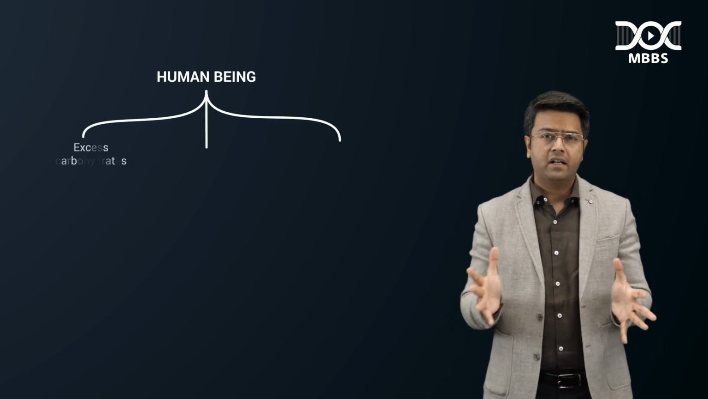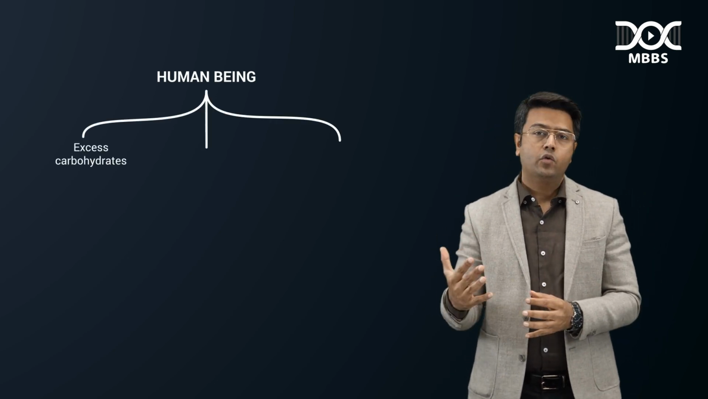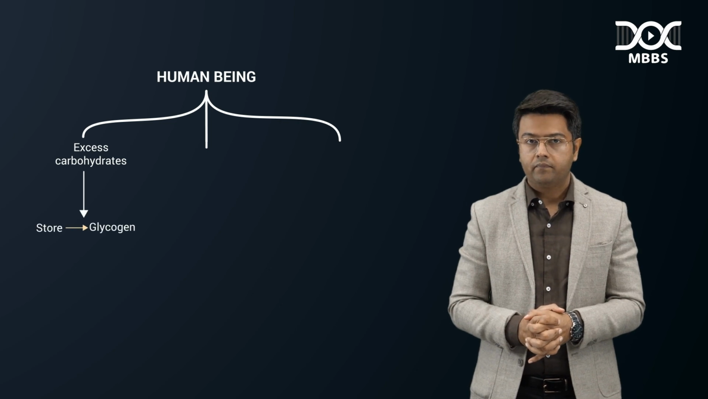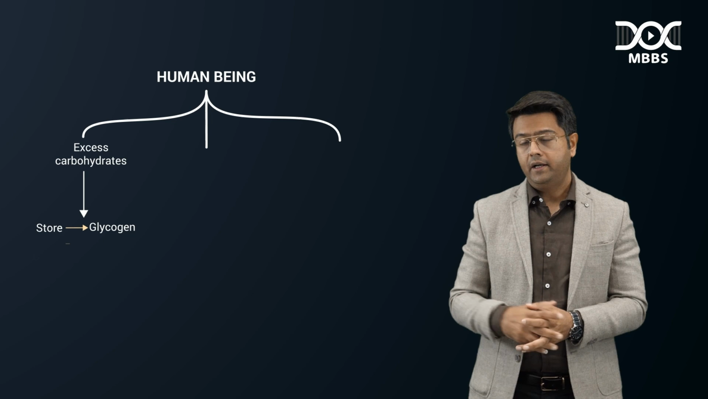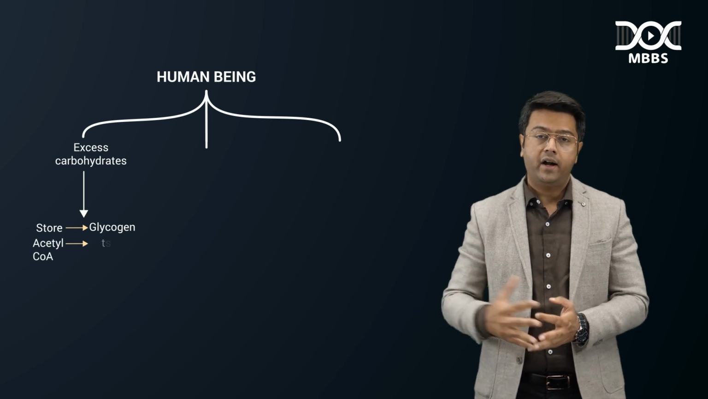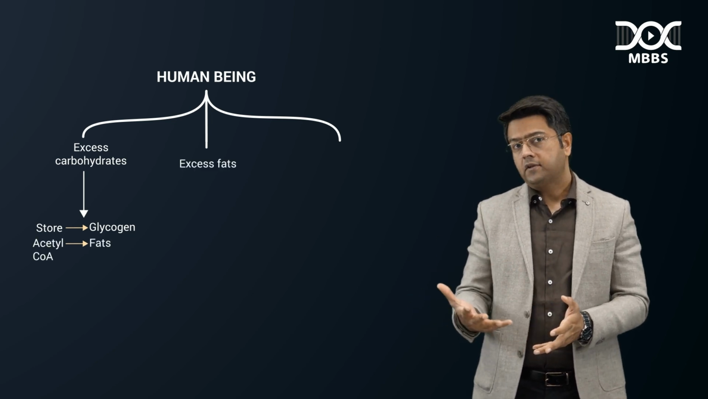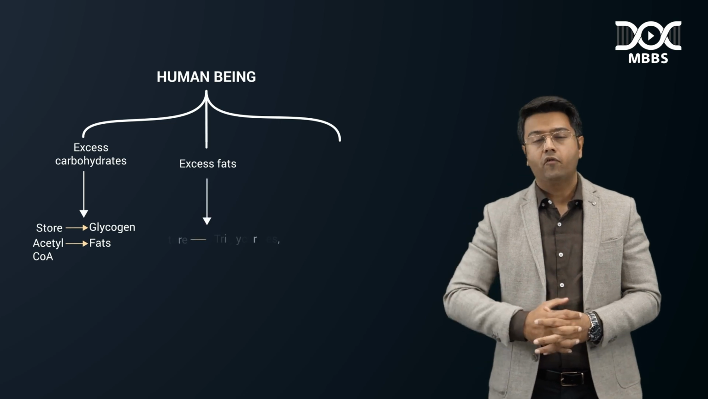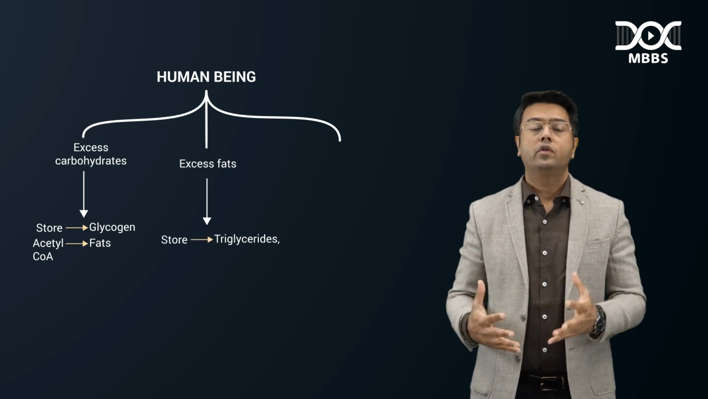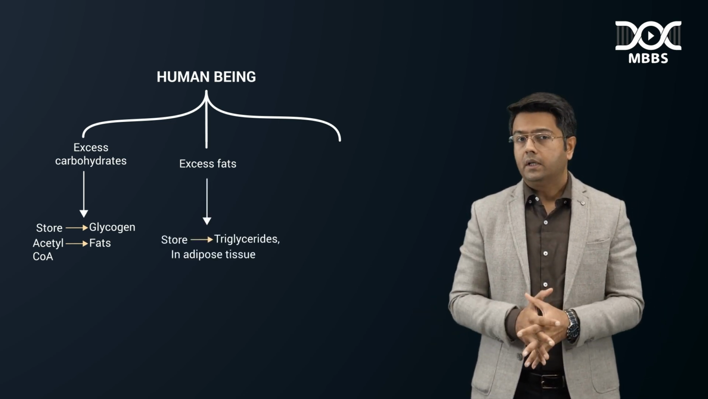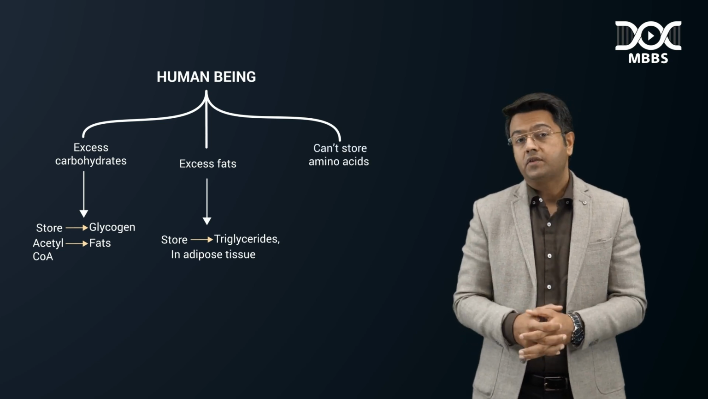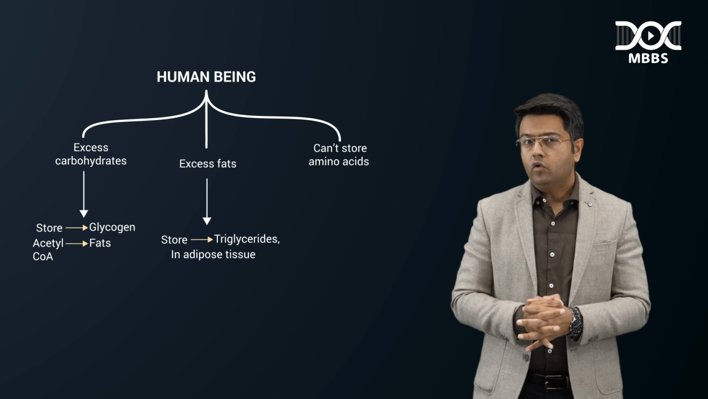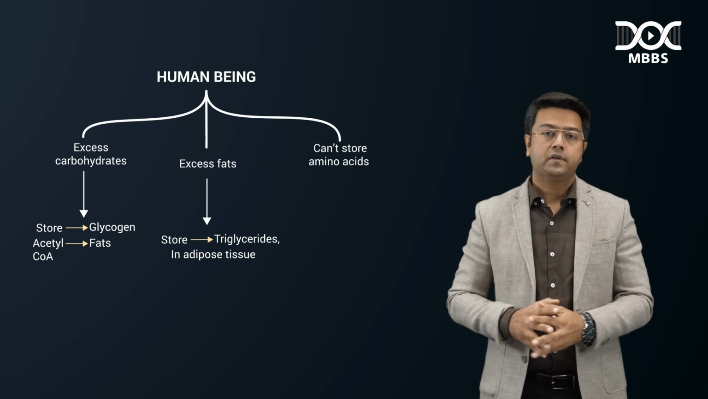So guys, human beings, if we consume excess carbohydrates, we can store them in the form of glycogen, right? Or we can convert the excess carbs into acetyl CoA and make fats out of it. And if we consume excess fats, then we can store them in the form of triglycerides in our adipose tissue. But human beings cannot store amino acids unless required. So we are unable to fix the nitrogen part of amino acids especially.